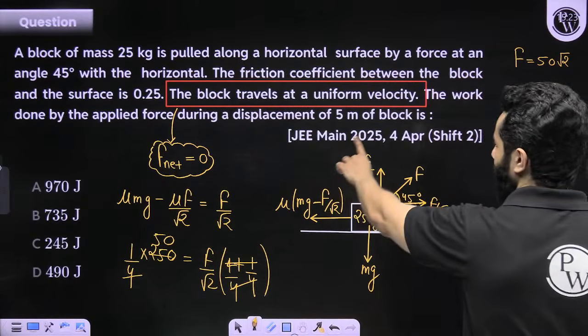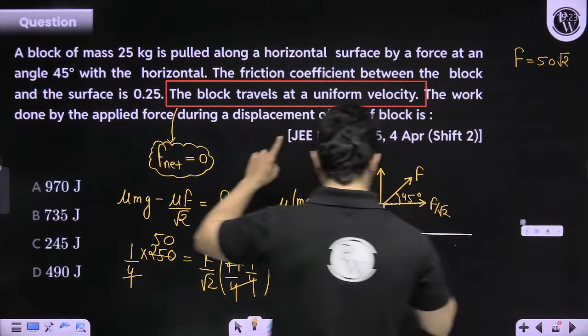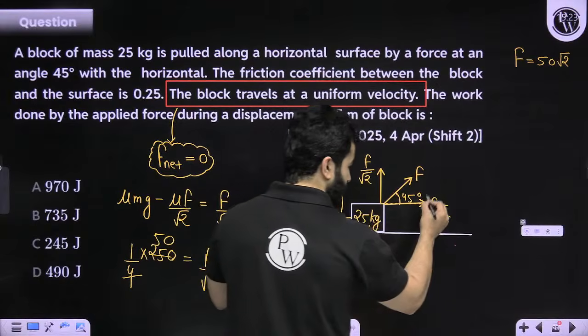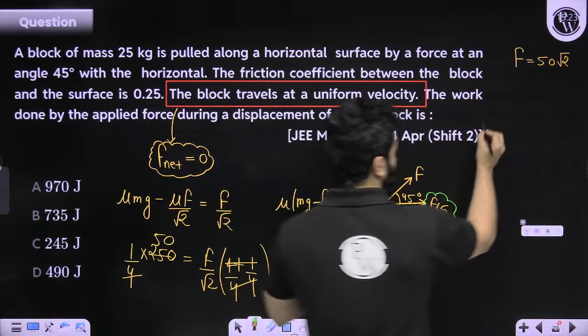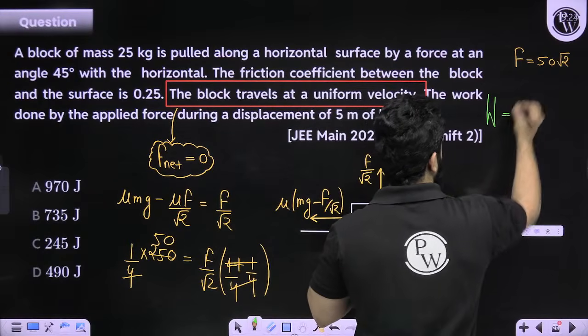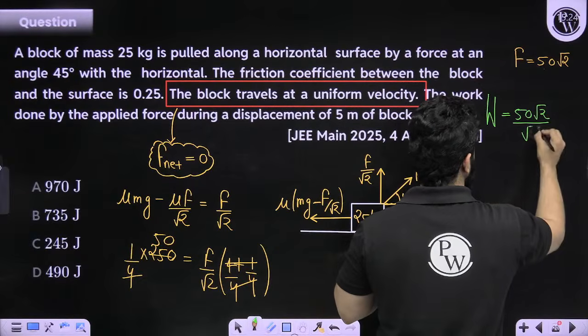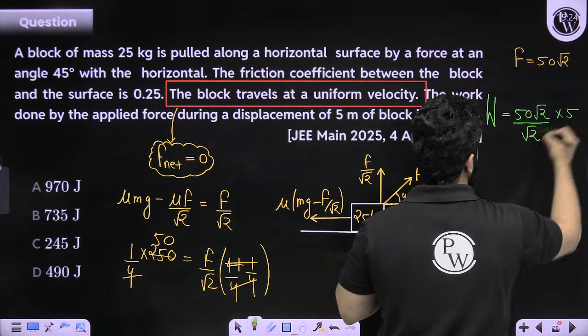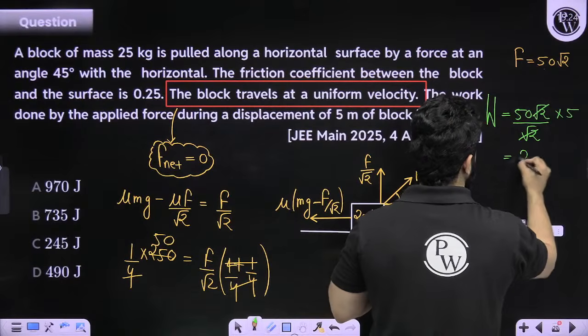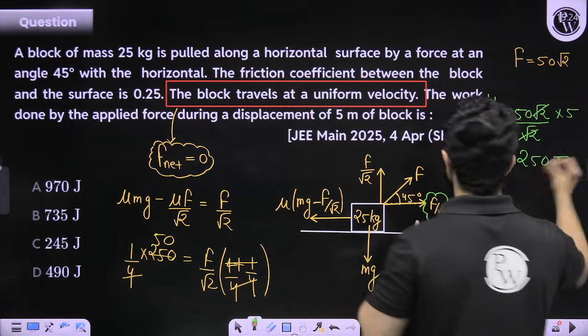The work done in a displacement of 5 meter. So displacement is in this direction, so work done will be F by root 2. That means 50 root 2 divided by root 2 multiplied by 5 meter. So the answer will be 250 joules.